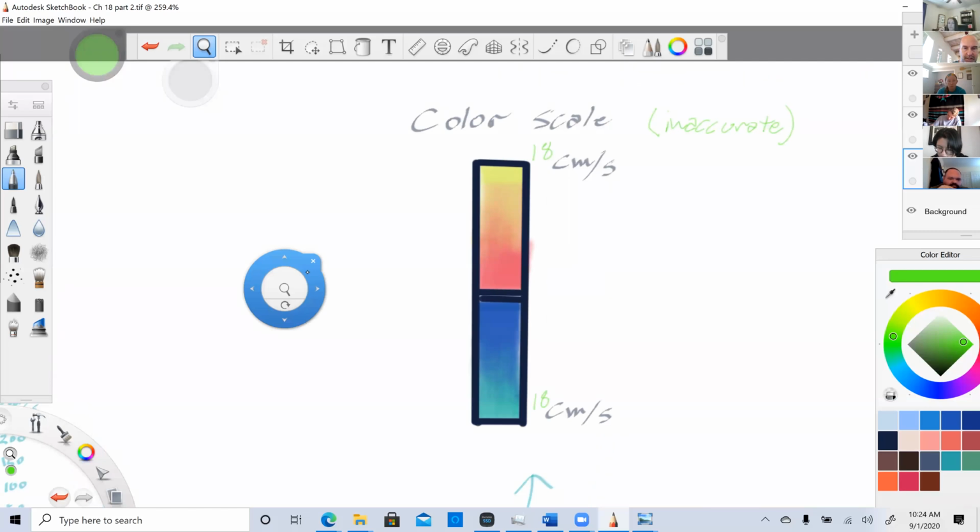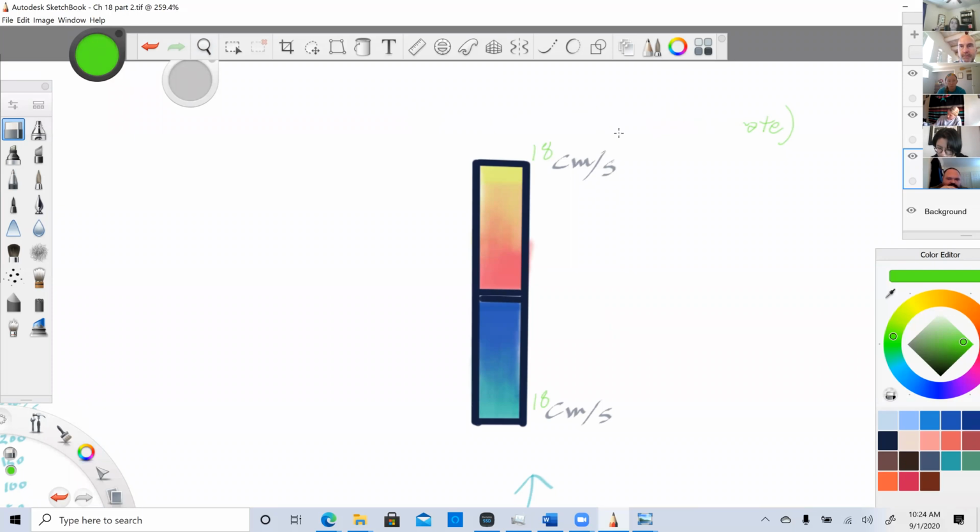But what matters here is that I didn't leave myself a lot of room. All right, I'm going to have to erase my little. Okay, the rest of it's fine.